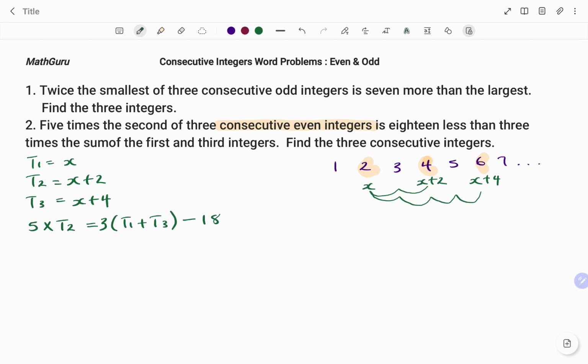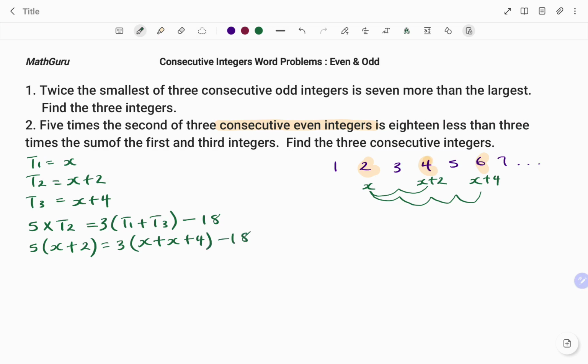So interpreting that again, I have 5 times the second of 3 consecutive even integers on my left hand side. On my right hand side, I have 18 less than, that's minus 18, 3 times the sum of the first and the third integers. So fitting in my values, I have on my left hand side 5 times T2. T2 is x plus 2, and because that is an expression, I'll write it in a bracket, equals 3 times, open bracket, T1 plus T3. T1 is x, T3 is x plus 4, close bracket, minus 18.